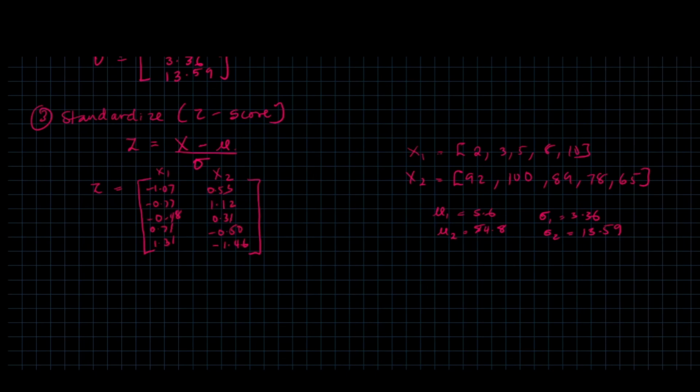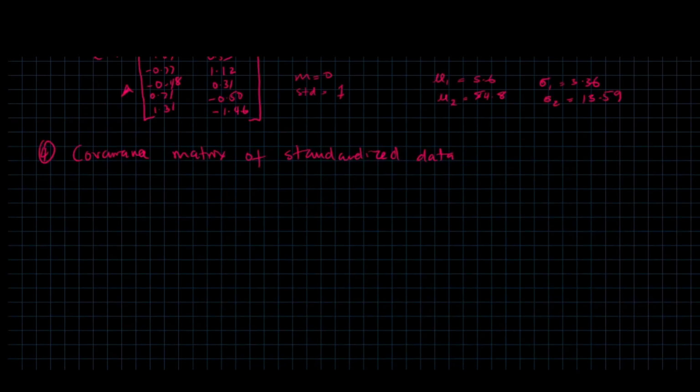Now after you do standardization, what actually happens behind the scenes is that each column has a mean of 0 and a standard deviation of 1. So that's what happens behind the scenes after the z-score is done. So the next thing you want to do is find the covariance matrix of this standardized data. The formula for that is 1 over n minus 1 times z transpose times z. We know what z was. Z transpose will simply be equal to minus 1.07.